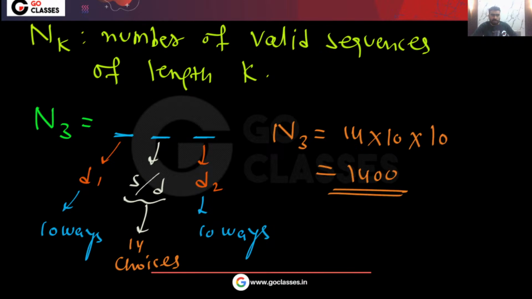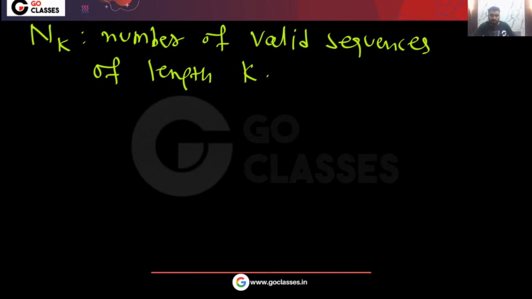This will be n3. And what will be n4? You tell me n4 also. You calculate n4 also. So n4 means 4 characters. Here you can put any digit, right?